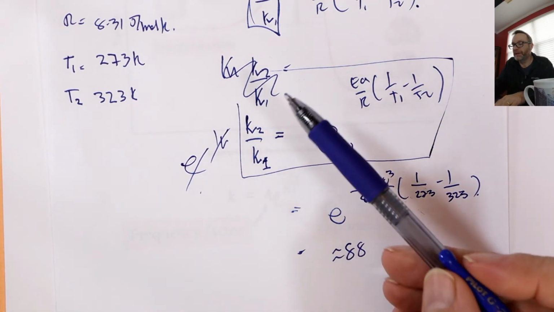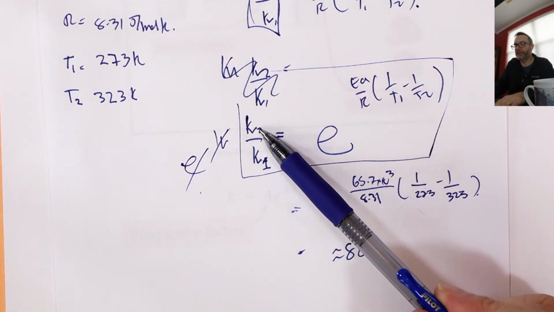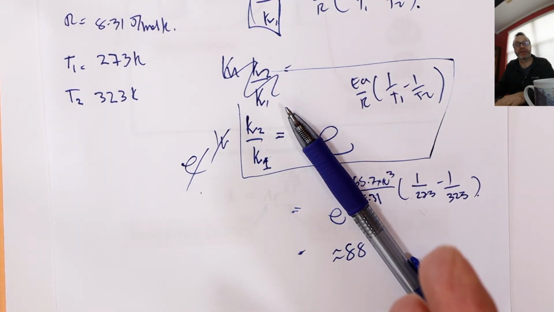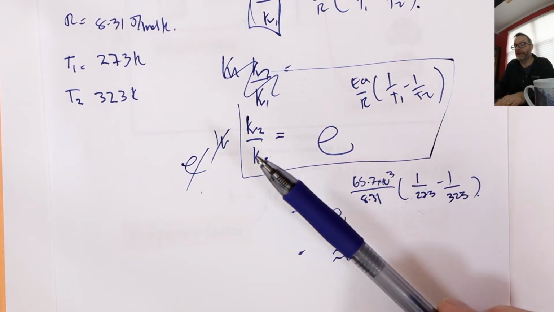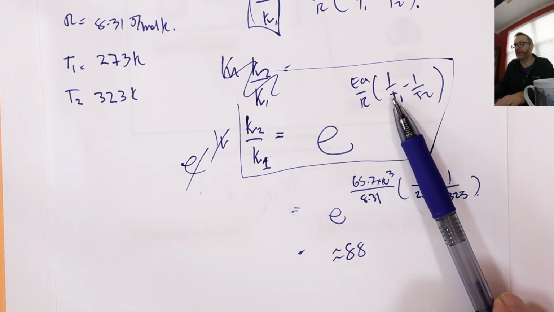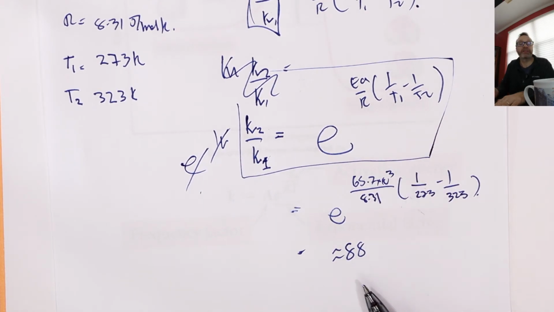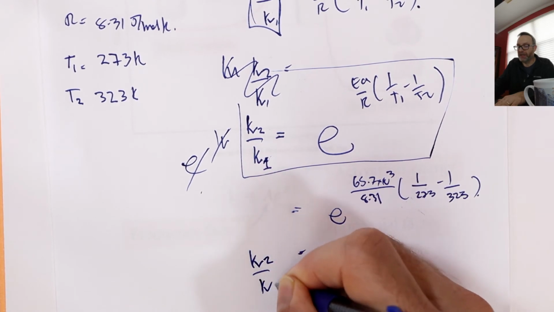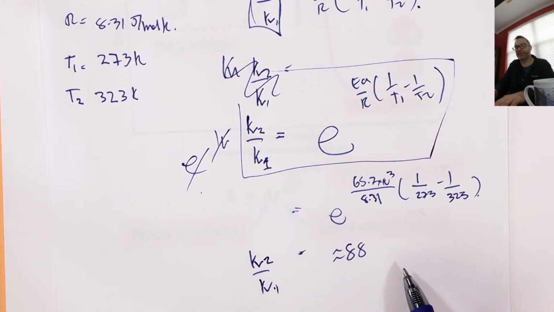So just to recap, we want the ratio of K2 to K1, which is really the factor by which it goes faster at the newer temperature. Get rid of the natural log by doing an E, do E both sides. Stick in the values, I get a factor of 88. Interesting, it's 88 times faster. But you've got to say that. I've told you the ratio of K2 to K1 is 88.